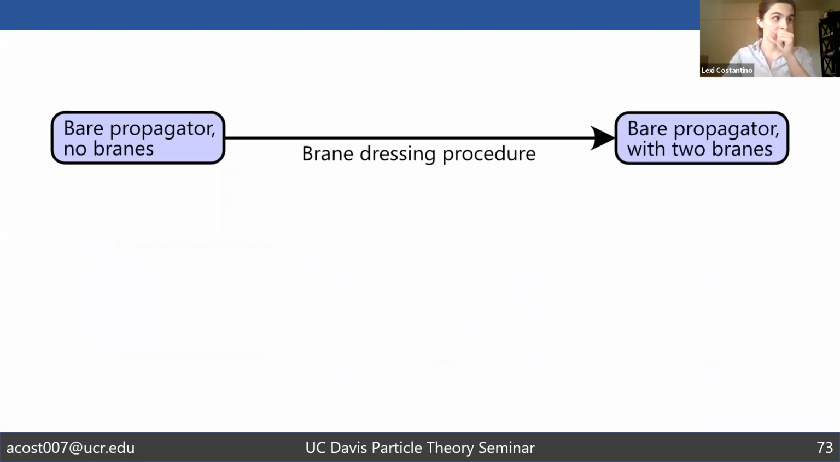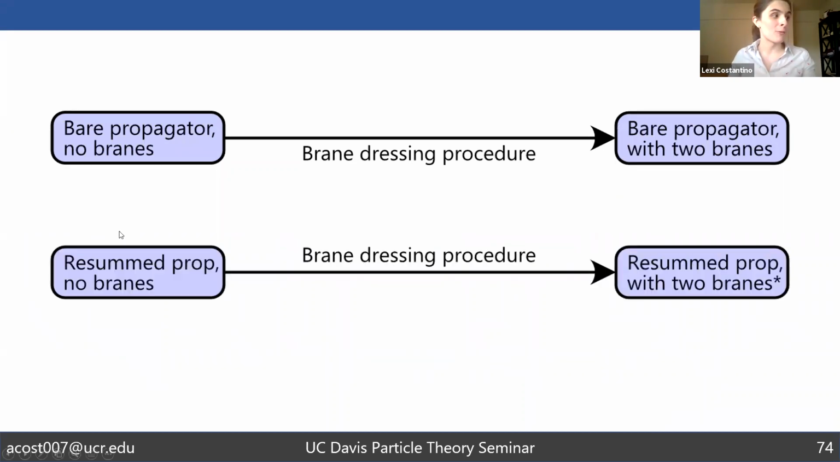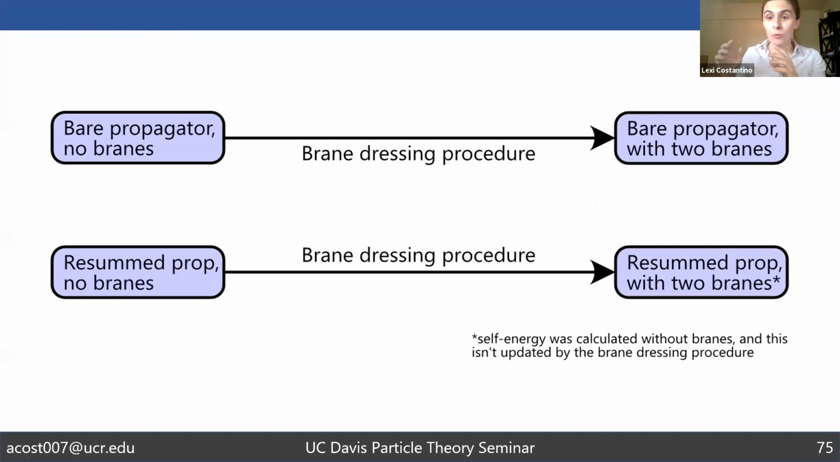So this is what I've claimed just now. We can go from one without branes to one with two branes. But you can also do the dressing procedure on the resummed propagator. So you will go from a resummed propagator without branes to a resummed propagator with two branes. There is a very important asterisk here, however, because after all, we calculated the self-energy without branes, and that just won't be updated by this dressing. So this will overestimate the width for the first few KK modes, but it should be okay for the larger ones. We care about the continuum, seeing if there's a continuum at high energies anyway. So this should be the regime in which this is okay and it works out.